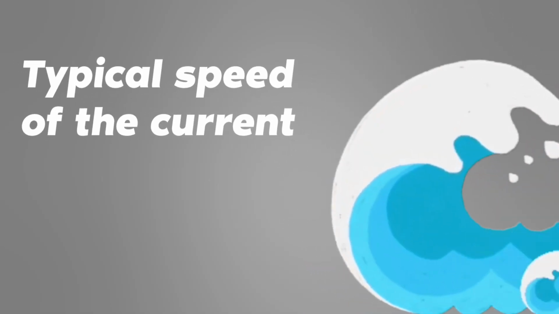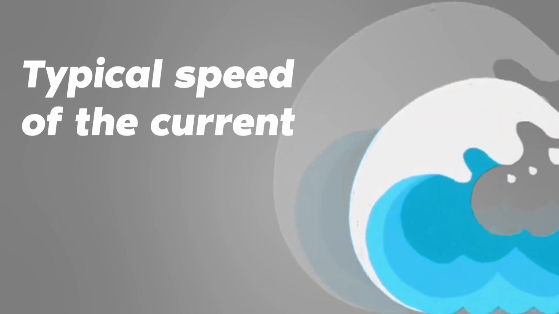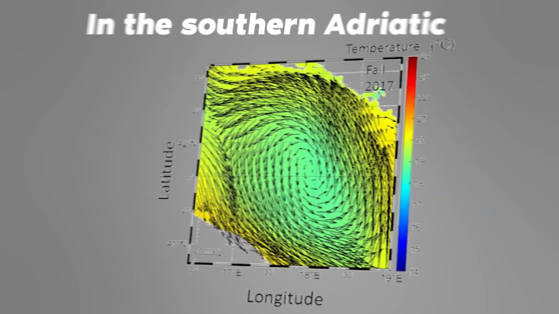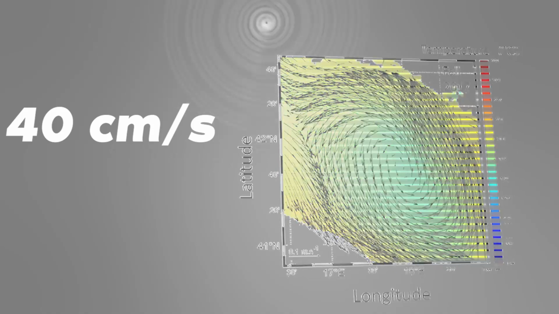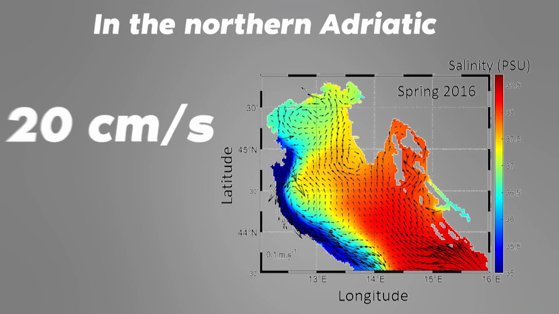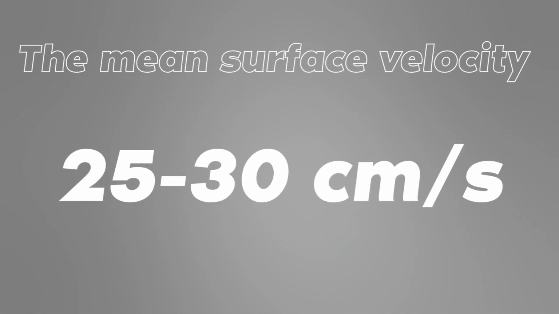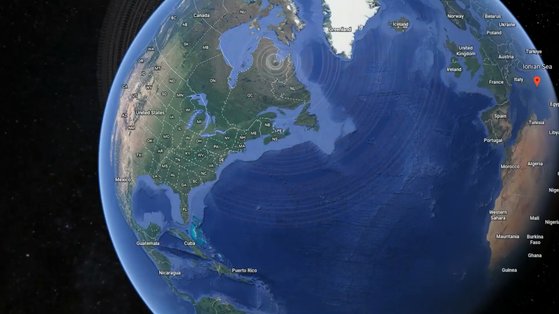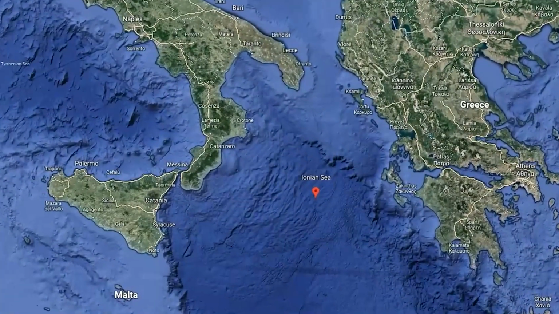We review the typical speed of the current in three basins in the Adriatic Sea to gain an understanding of the flow velocity in the sea. In the southern Adriatic, the surface velocity of the current is approximately 40 centimeters per second. In the middle Adriatic, it is approximately 30 centimeters per second, and in the northern Adriatic, it is approximately 20 centimeters per second. Thus, we can mention that the mean surface velocity in the Adriatic Sea is 25 to 30 centimeters per second. The main question is the volume of water exchanging between the Adriatic Sea and the Ionian Sea.